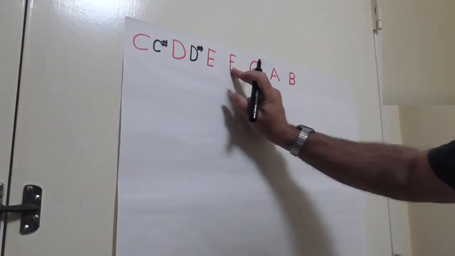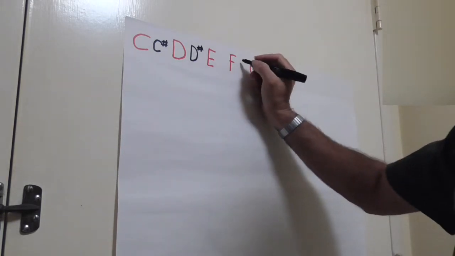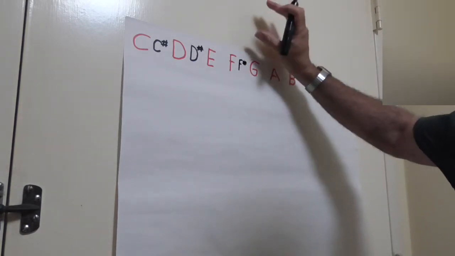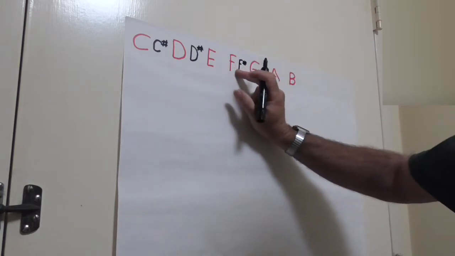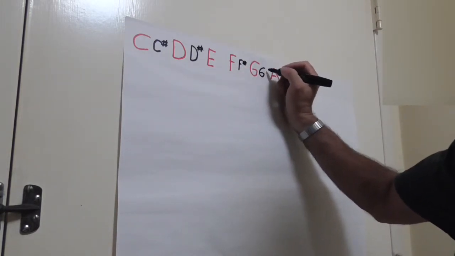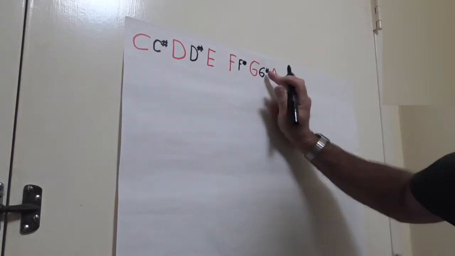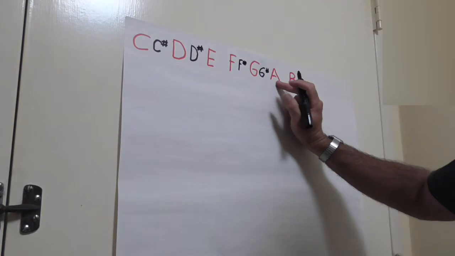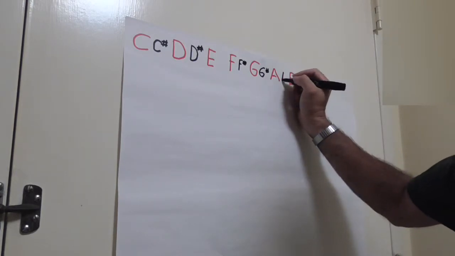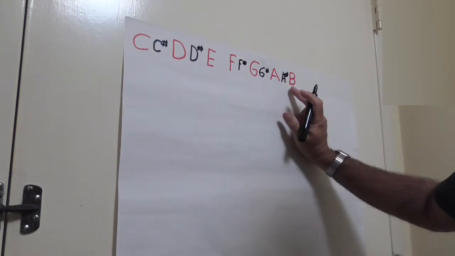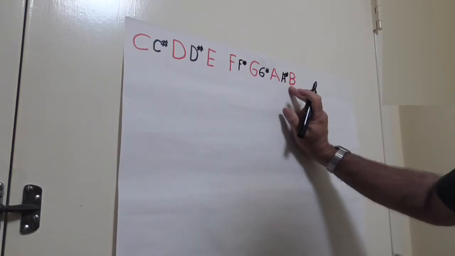There's an in between from F to G, so we will call that F sharp. All that means is you are sharpening the pitch of it. You're making it higher. So there's an F sharp. We have a note between G and A, which we'll call G sharp. We have a note between A and B, which we will call A sharp. And then we have B.